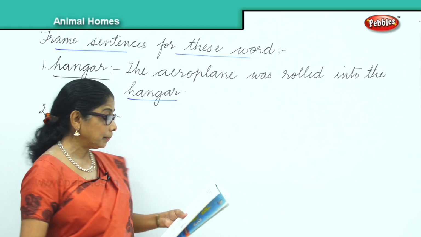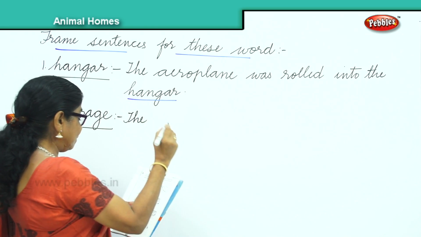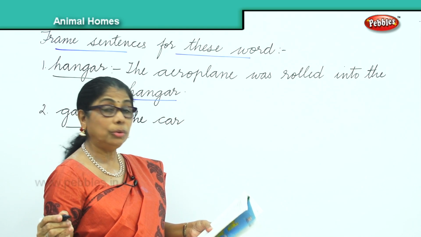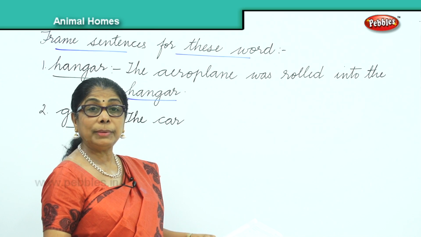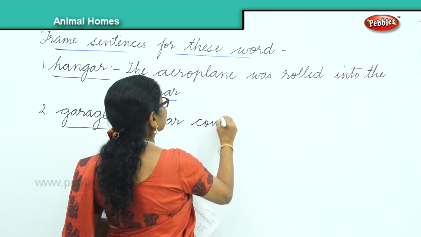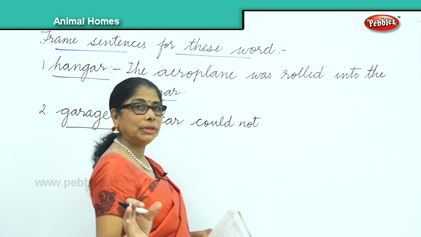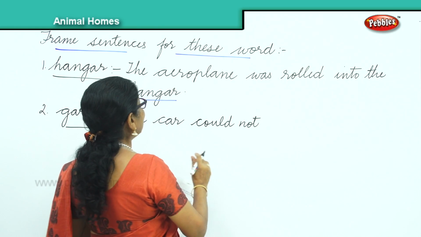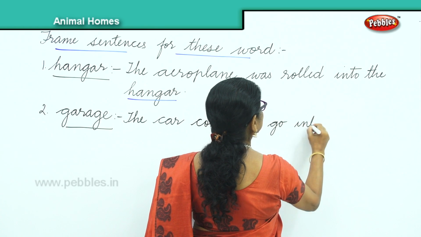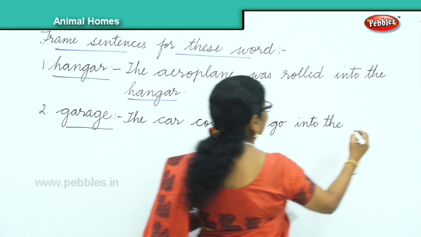Let's frame a sentence. The car could not go into the garage. Maybe there were too many vehicles there. You want to put the car in the garage. The car could not go into the garage. Maybe the gate was broken, no?